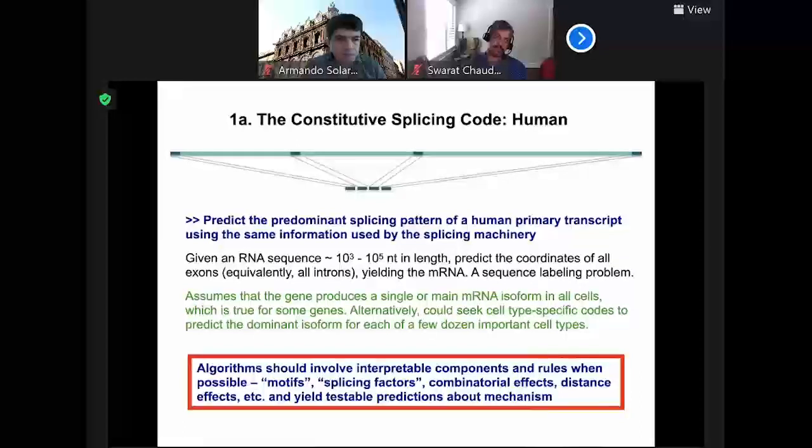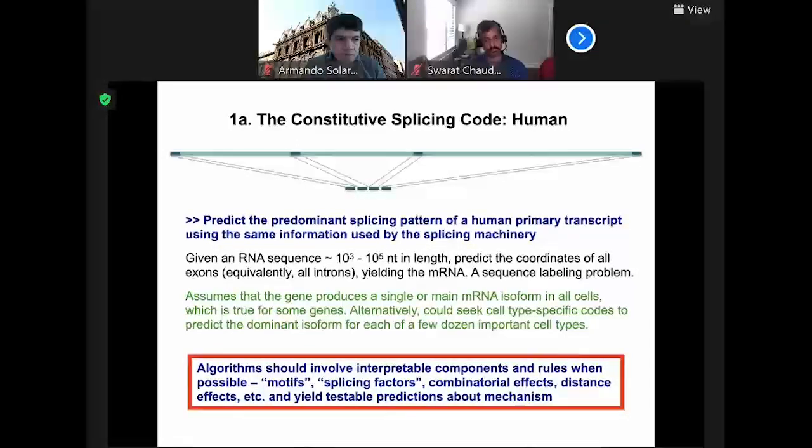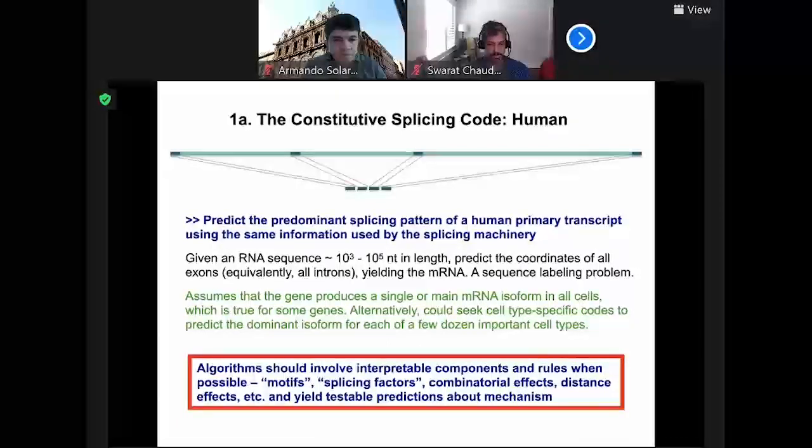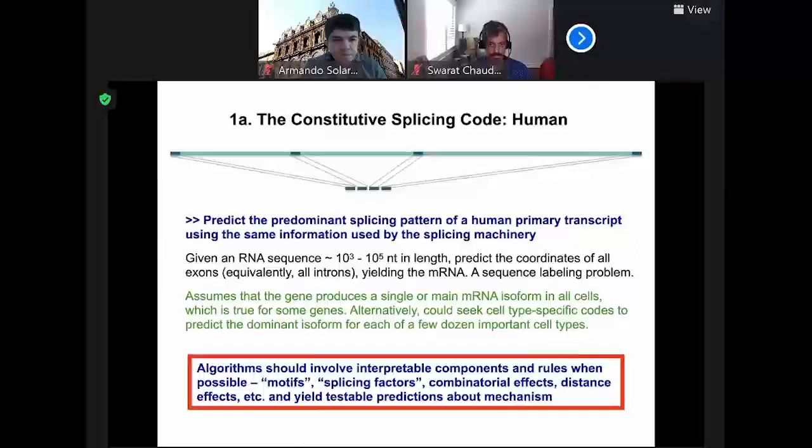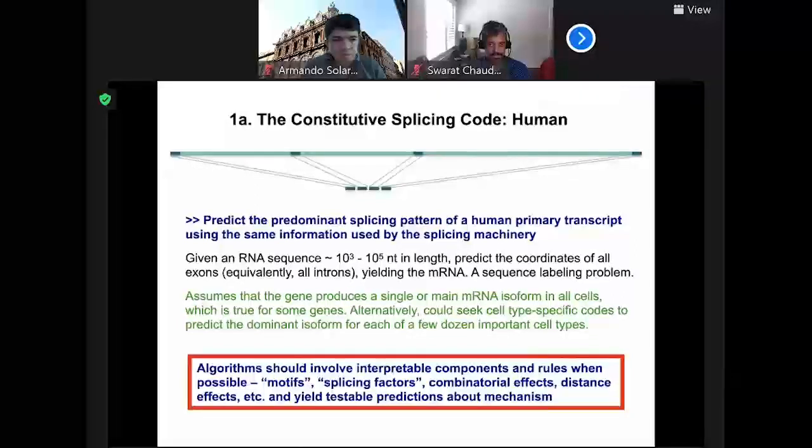There might be combinatorial effects. If you have this factor plus this factor, then it recruits a U1 snRNP, whatever. There could be distance constraints and so forth. But all the elements in these algorithms should relate either directly or indirectly to actual biochemical components of this process. And I think that's really what's so unique about this particular effort.